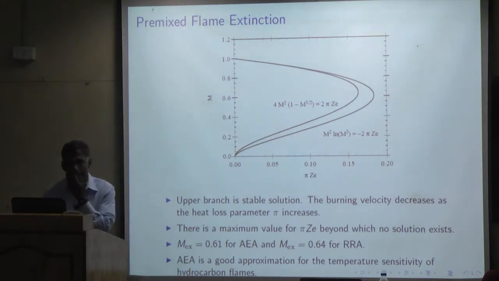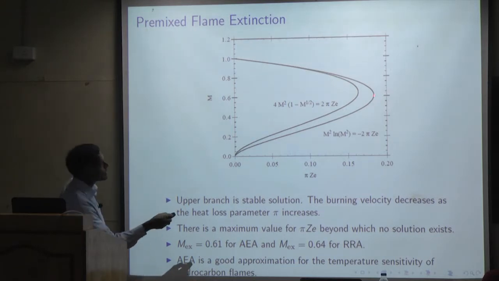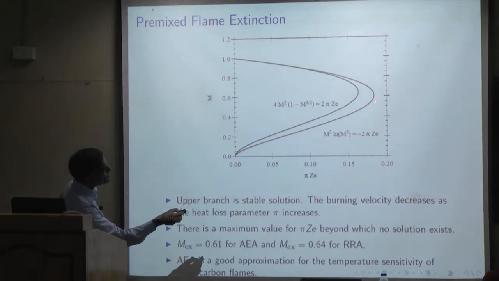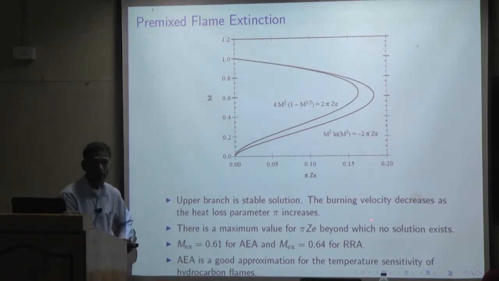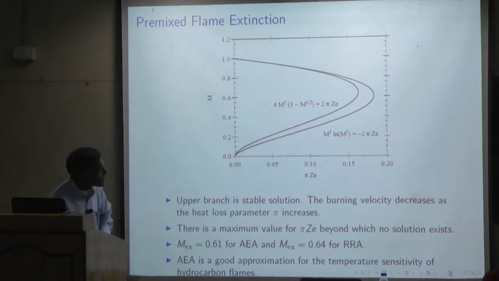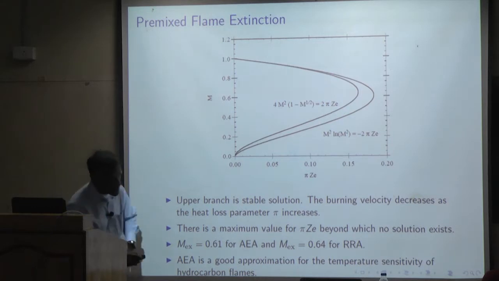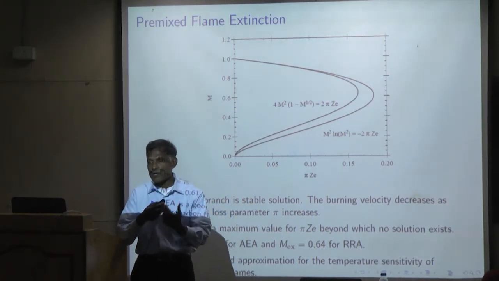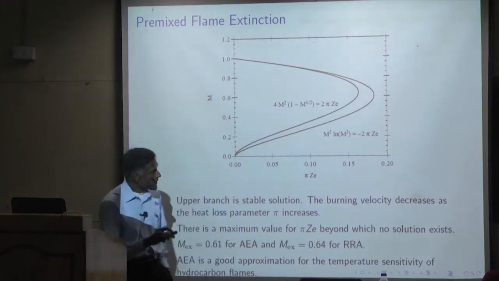So that indicates basically the flame extinction, or the extinction of the premixed flame due to heat losses. So that's the extinction value, right? Again, this gives you an analysis to illustrate that the heat losses can extinguish a flame.